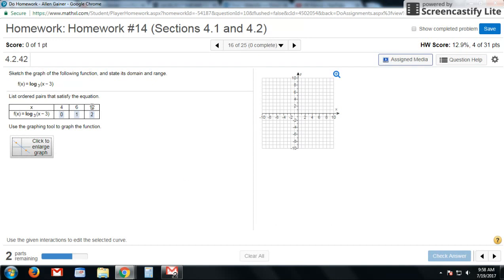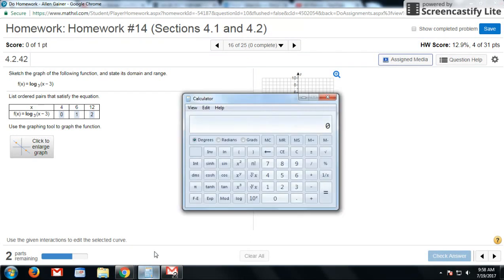So let's look at the 12 back here that we were given. If we put 12 in for this x, 12 minus 3 would be 9. So we've got the base 3 log of 9 that we're trying to compute. If we pull up our calculator, we don't have a base 3 log key on the calculator.